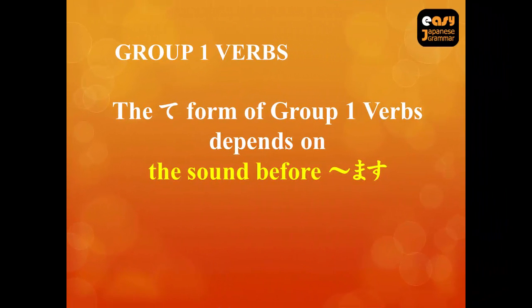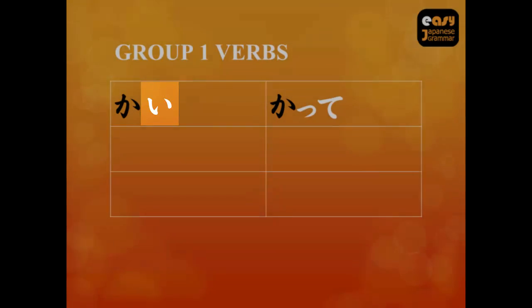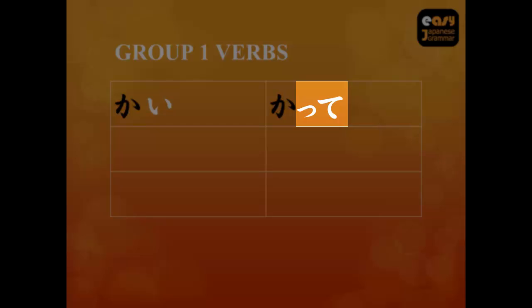So let's start by looking at our group 1 verbs. Now, to make the te form of a group 1 verb, you need to look at the sound that comes before must. Let's have a look at a few examples of some group 1 verbs that have the same te forms. Now, here we have a verb with an I sound before must. 買います。 First step is to get rid of the must. And now, let's look at the te form of this verb. 買って、 You can see we are replacing the I sound before must with a small tsu and te.